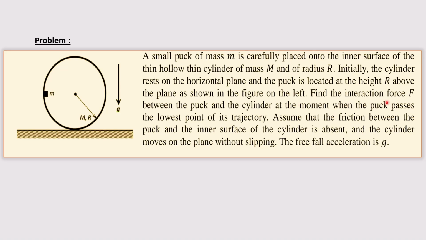We have to find the interaction force, capital F, between the puck and the cylinder at the moment when the puck passes the lowest point of its trajectory. Here, we assume that the friction between the puck and the inner surface of the cylinder is absent and the cylinder is rolling and moves on the plane without slipping. It means it has the pure rolling condition. And obviously, the free fall acceleration is g.